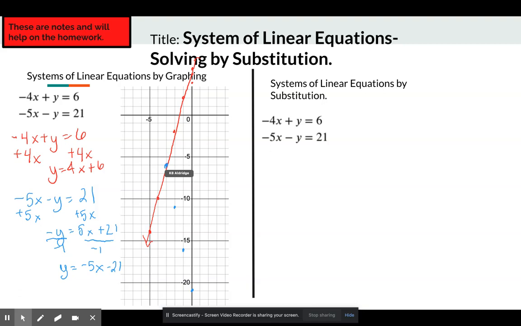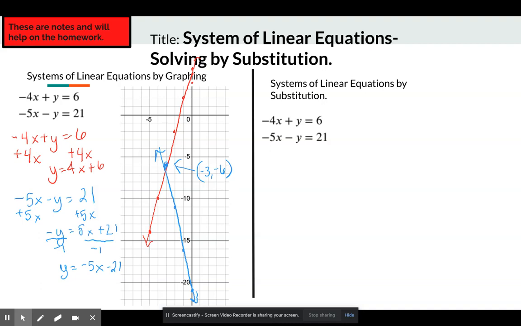Oh, sweet. Look at where they intersect. That's my answer to the system. They intersect there, and that looks like the point negative 3, negative 6.